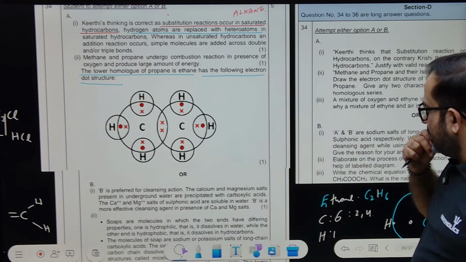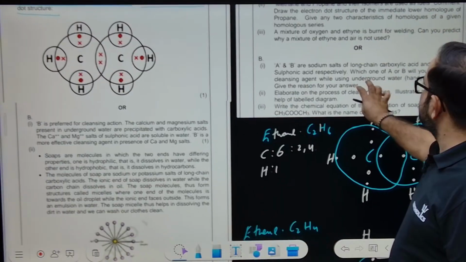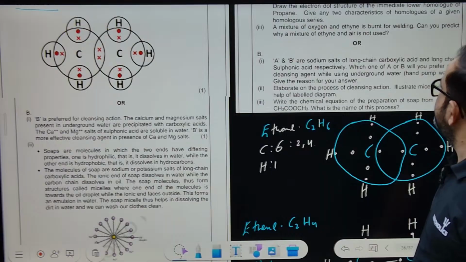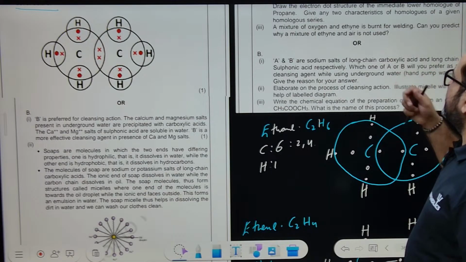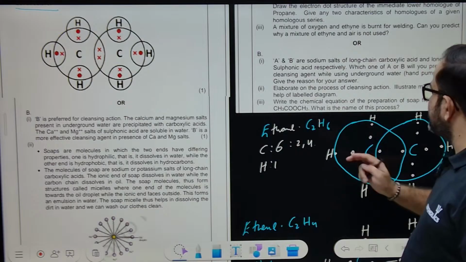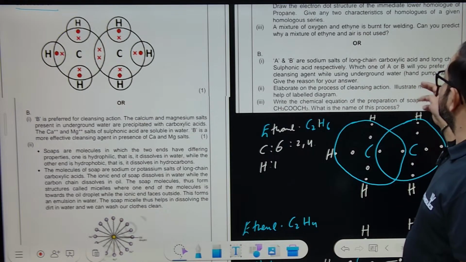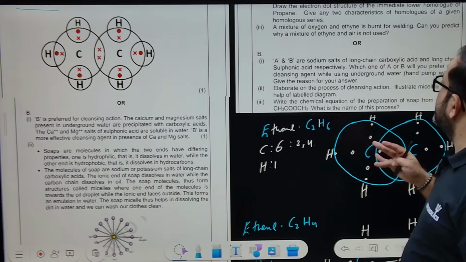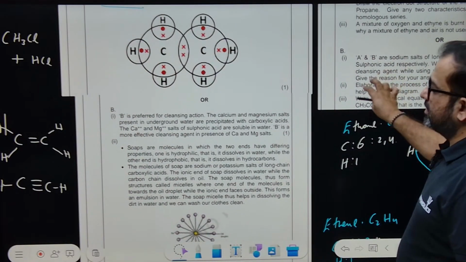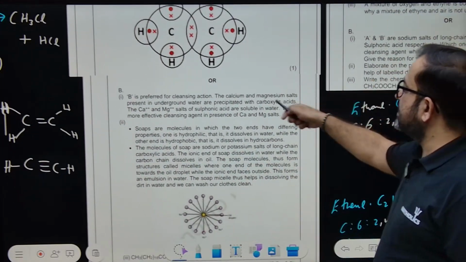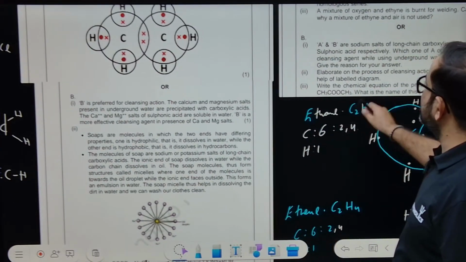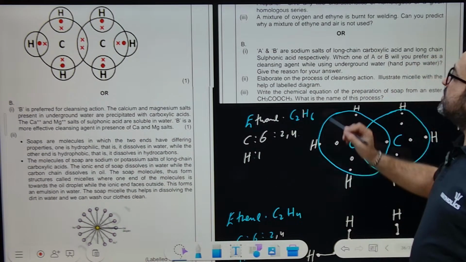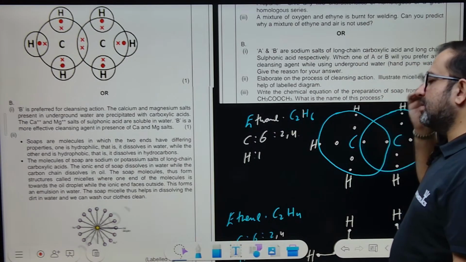Next: A and B are sodium salts of long chain carboxylic acid and long chain sulfonic acid, respectively. We'll see what these are. Which one of A or B would you prefer as a cleansing agent while using underground water? Cleansing means for cleaning. Underground water means hard water, hand pump water. Give the reason for your answer. So the answer is B is preferred for cleansing action. B is the sodium salt of long chain sulfonic acid.